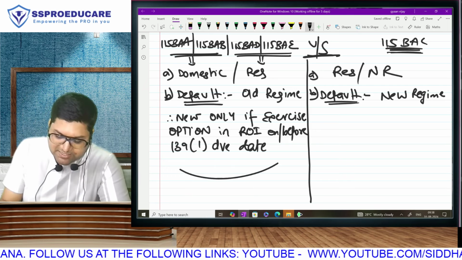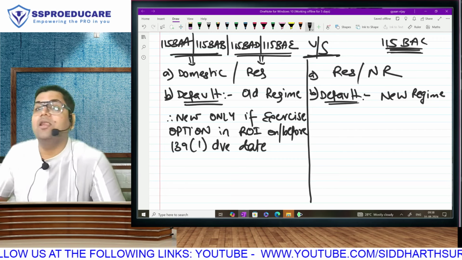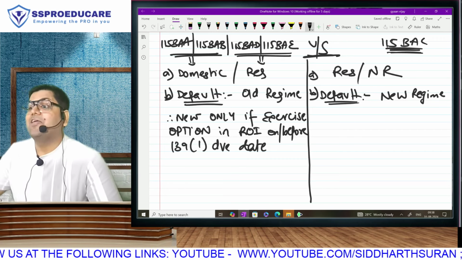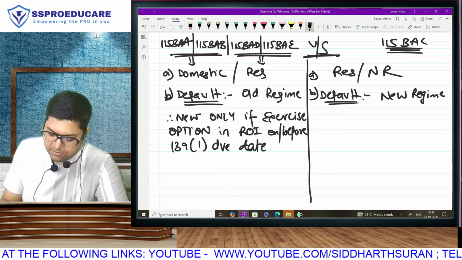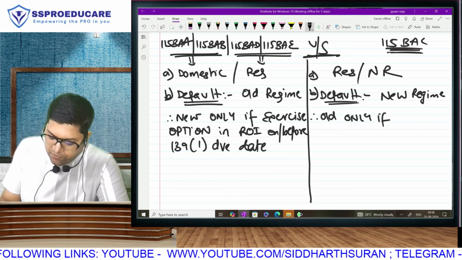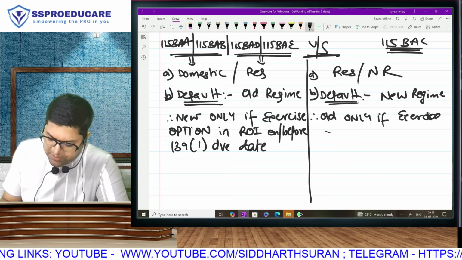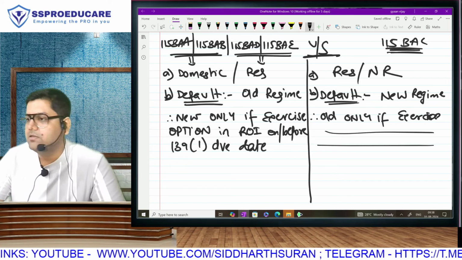Meaning in these sections, by default we will put you under old and new only if you exercise the option, but for 115BAC, by default we will put you in new, and therefore old only and only if you exercise the same option in the ROI on or before the due date.